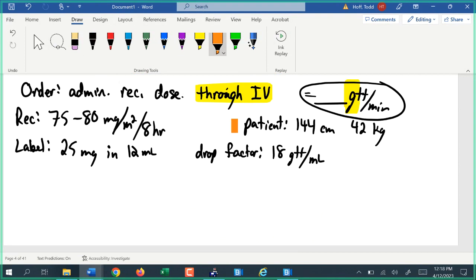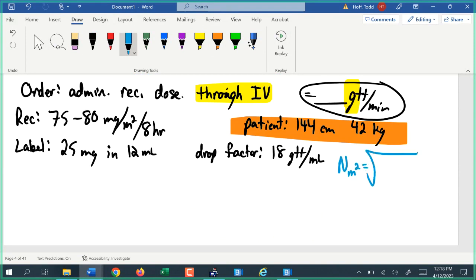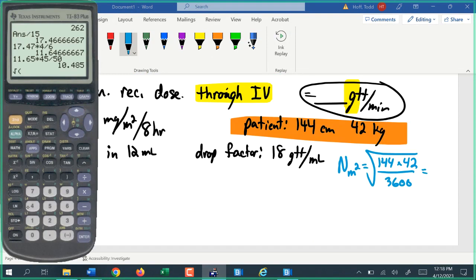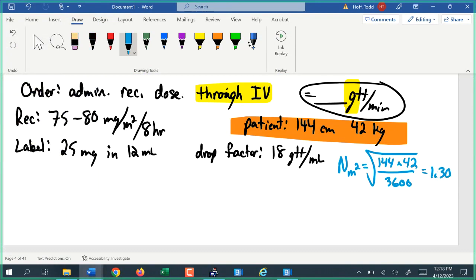So we look at our patient here, and we're going to do some calculating. Our body surface area in meters squared will be the square root of height of 144 centimeters times weight of 42 kilograms divided by 3,600. Square root of 144 times 42 divided by 3,600 is 1.296, which is going to round up to 1.30 meters squared, to 2 decimal places.